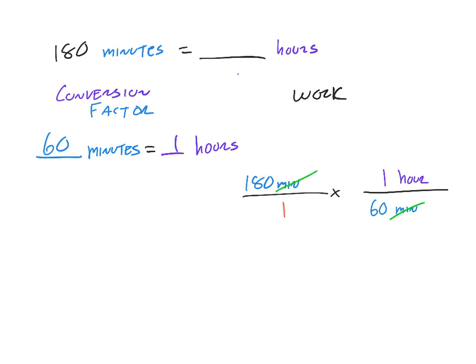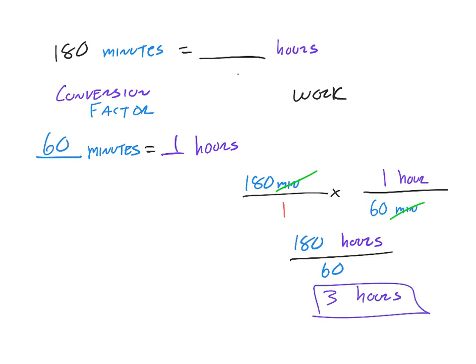Now I'm going to cross out my units that I can. In this case, units for minutes cancel out. Then I'm going to multiply straight across the top and the bottom, so I'm going to be left with 180 hours over 60, because minutes cancel out. Now if I plug this into my calculator, 180 divided by 60, I get a value of 3 hours. So that's the answer, and that's how I would work through these problems.